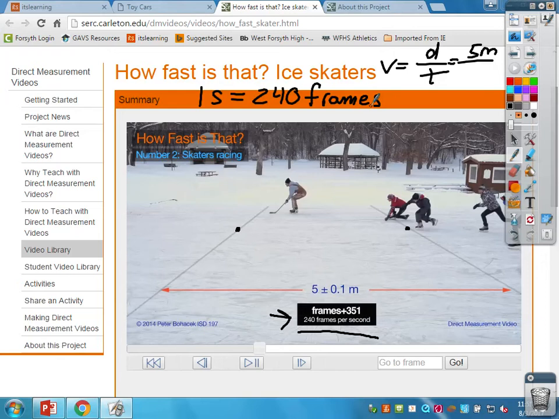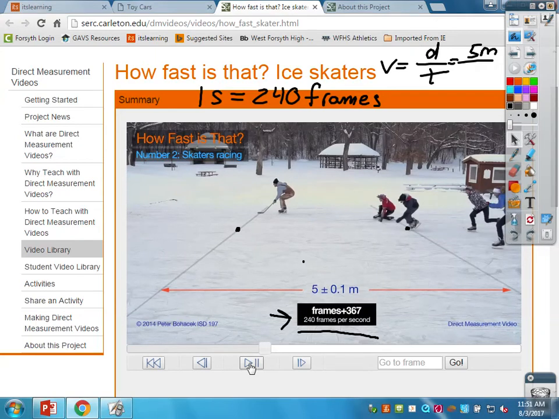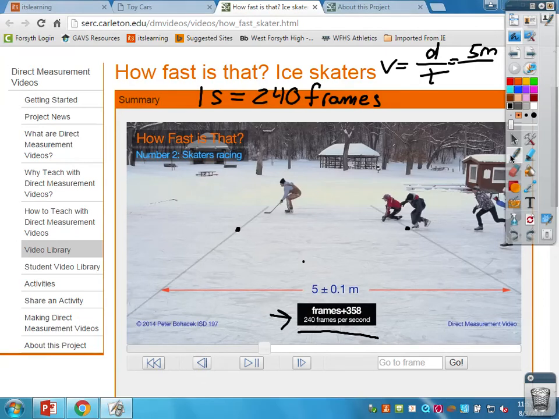So what I need to do is figure out what frame. I'm going to look at the left skate, so I have to make sure I pay attention. I want to figure out when the left skate hits this line. He's not there yet. He's close. I could try to do the play button, but I might be sitting there going, oh, he's passed. So what do I do? I go back very, very slowly, and I think he has reached that line at 358 frames. So at 358 frames, we're going to say he's at 0 meters. Maybe change my color so you can see this a little better.